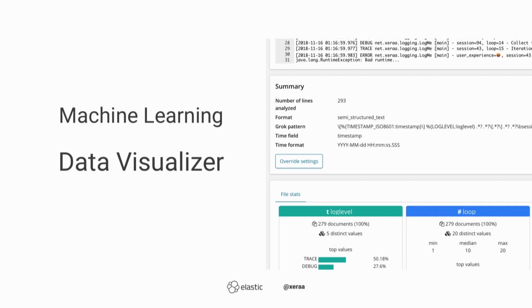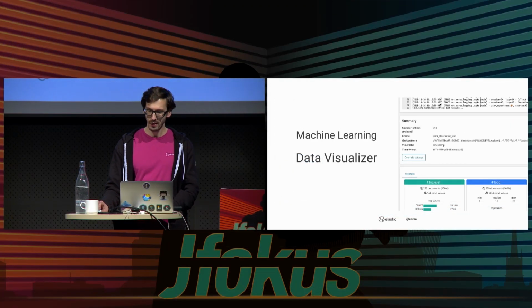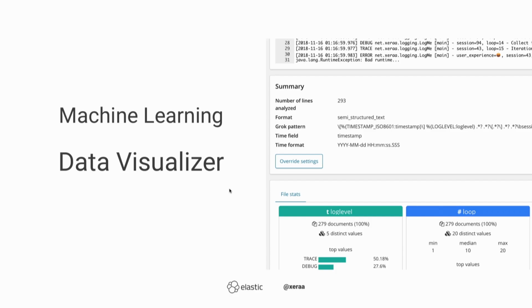We have added recently something new, which is basically, machine learning is a bit of an overloaded term. You could also call it auto-grok. So what this does is you upload your file, and it tries to generate the pattern for you automatically, or give you a starting point, so you don't have to write the regular expression from scratch. I won't demo it because this is all you will get out of that.